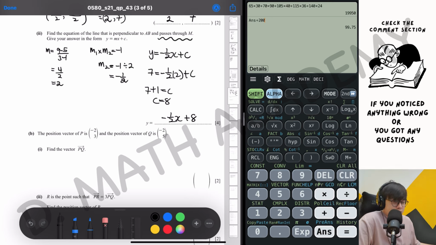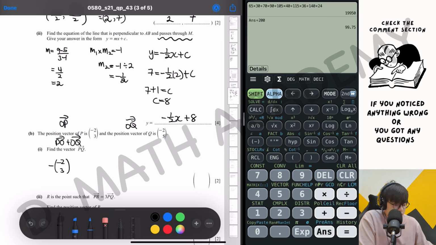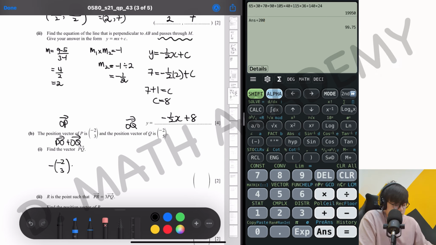First thing first, in part B here, they mention position vector. You need to take note that it is actually your OP and OQ respectively. But to get to PQ, you need to add a negative in order to change the direction into PO plus OQ. So this is why there will be a -2 inside of the negative brackets there.